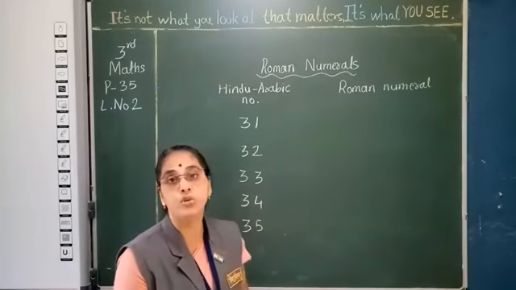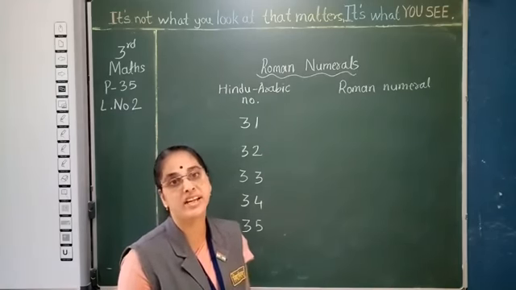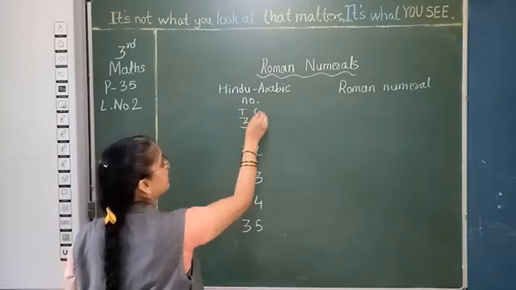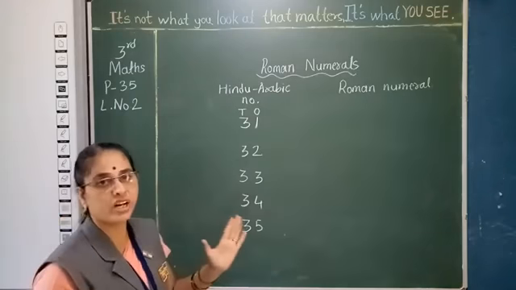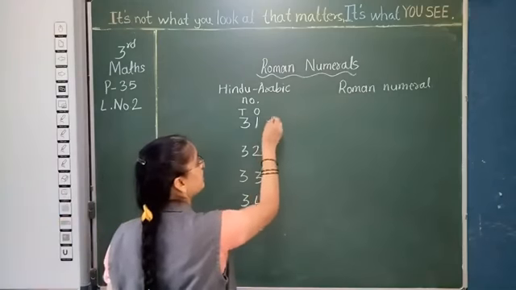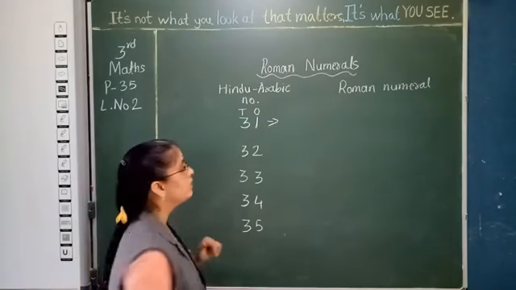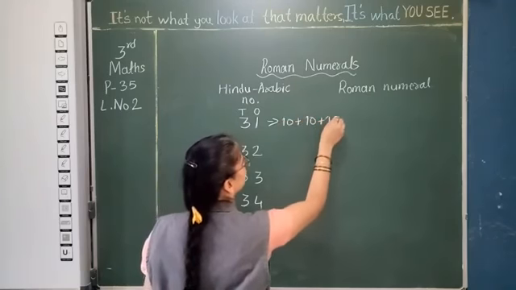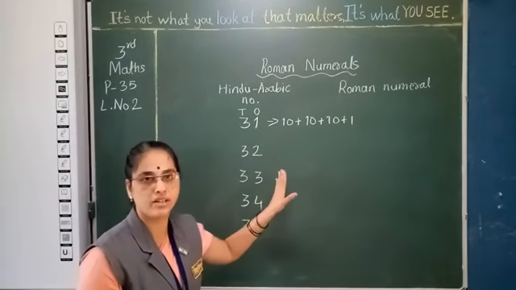As I told you, it's a 2-digit number. You are going to expand this number, or make groups of this number, in tens and ones form. So 3 tens and 1 one. 3 tens means you are going to write 10 plus 10 plus 10, plus 1. How are you going to expand it? Not like 30 plus 1. Here you are going to make the group of tens: 10 plus 10 plus 10 and plus 1. This way you are going to expand this number.